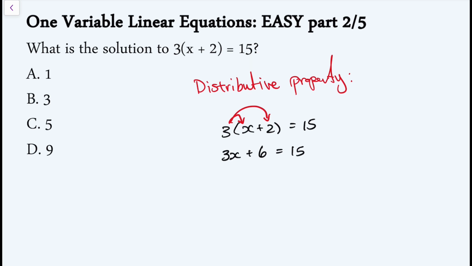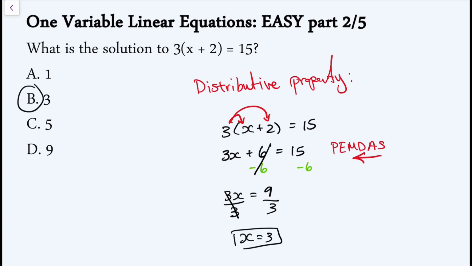Okay, well, again, remember that we're going to be doing PEMDAS, but in reverse. So we have multiplication and addition and subtraction. We're going to do addition and subtraction first before we deal with the multiplication. So we subtract 6 on both sides, because if it's being added, we subtract it to get rid of it. Cancels out. 3x is equal to 9. Now we're going to do division. We divide because 3 is being multiplied, so to get rid of it, we have to divide. x is equal to 3.